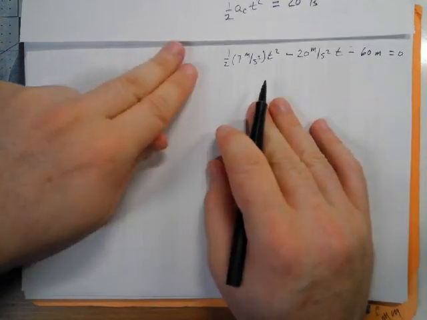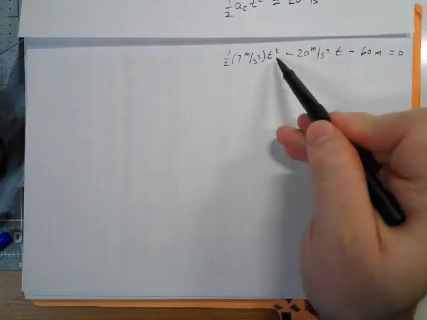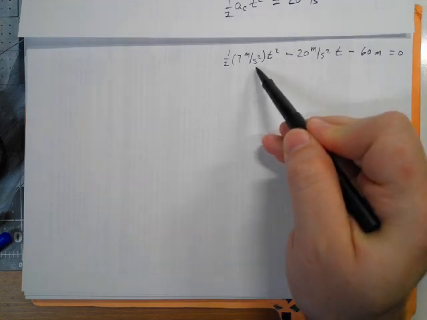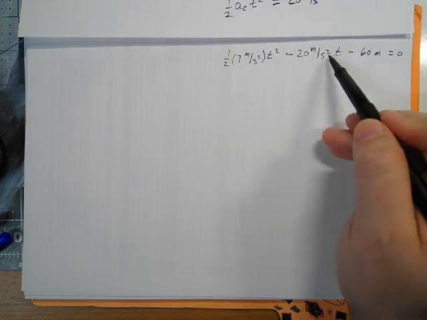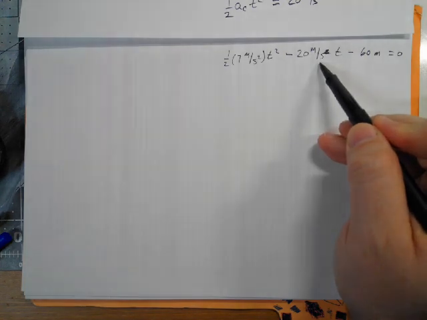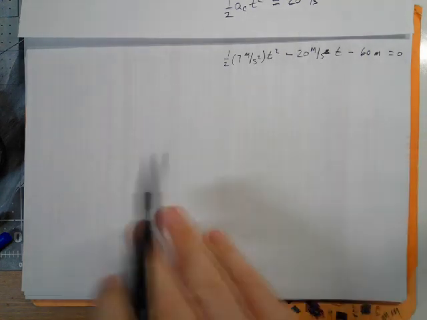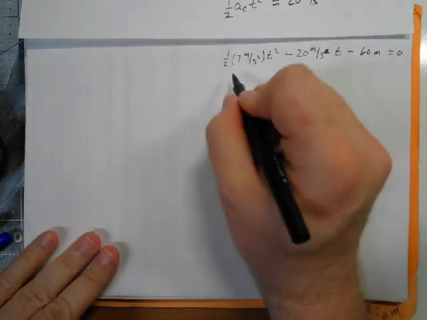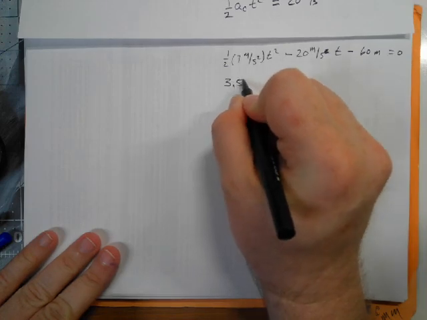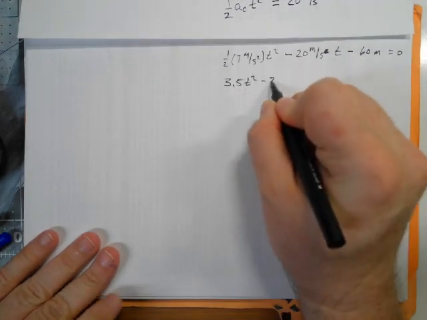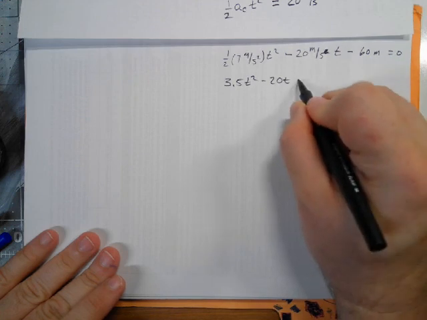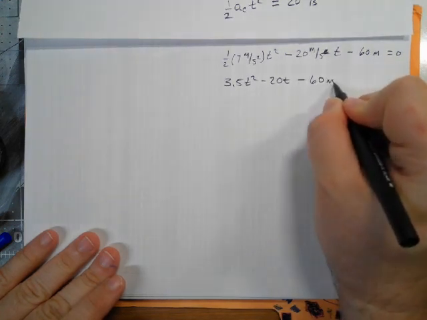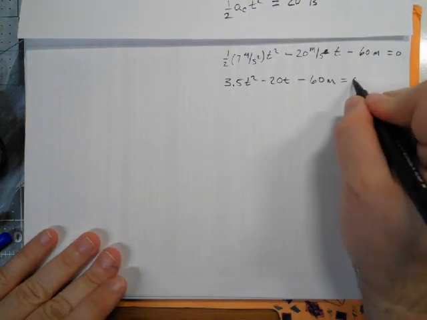And so we realize if we check, this time will cancel these units, we'll have meters. This time will cancel this, and we'll have meters. Everything's going to be in meters, so we can drop the units. We can simplify this. This is 3.5 t squared minus 20t minus 60, and that equals 0.